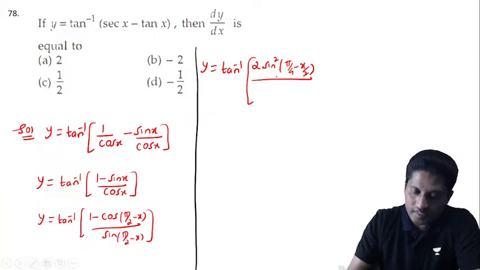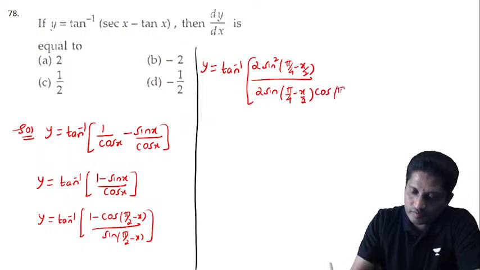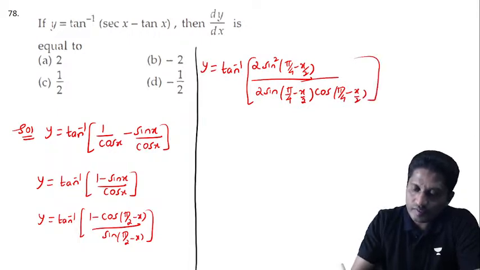Okay, and then sin x can be written as 2 sin x by 2 into cos x by 2. Cos of pi by 4 minus x by 2. The 2 will cancel with 2. The sin will cancel with the square.